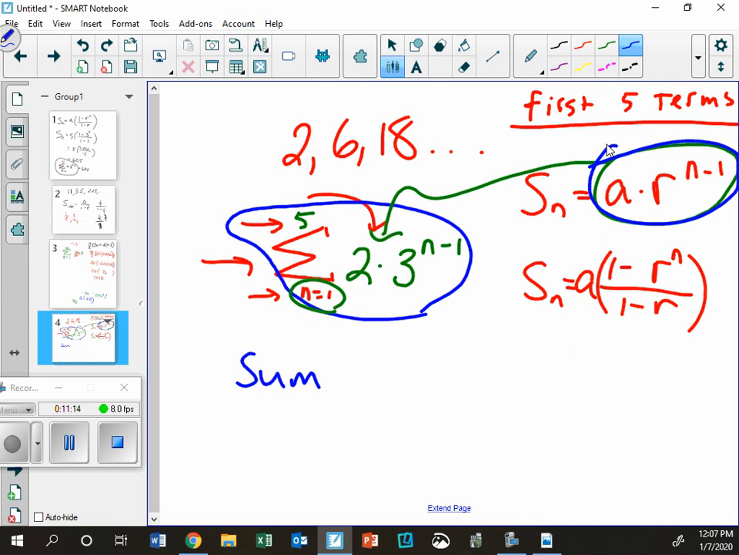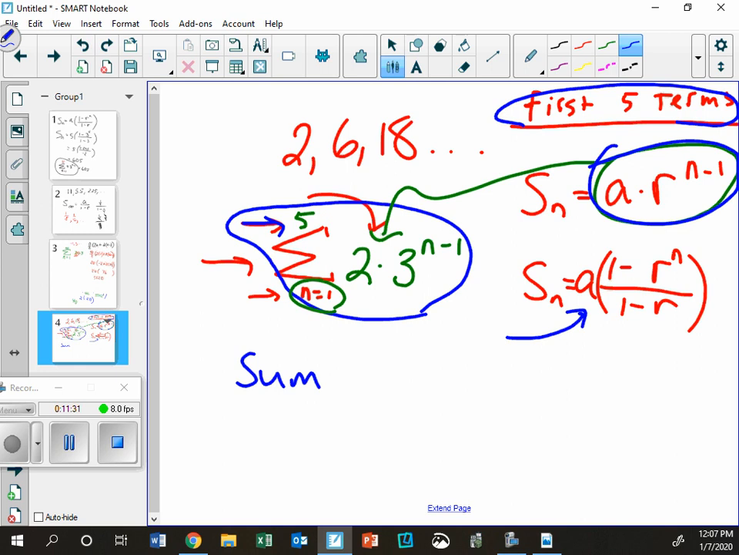No, because it said first 5 terms, so we knew that we wanted the first 5, so that's why that's a 5. All right. So then, how about the sum of those terms? Well, it'd be kind of handy to know a formula for that. Ooh, I do know a formula for that.